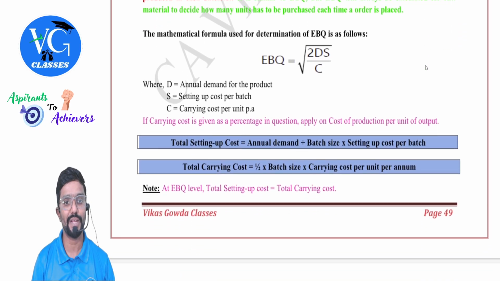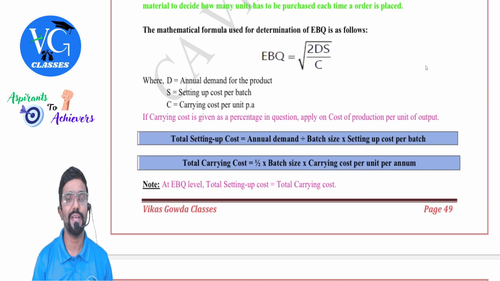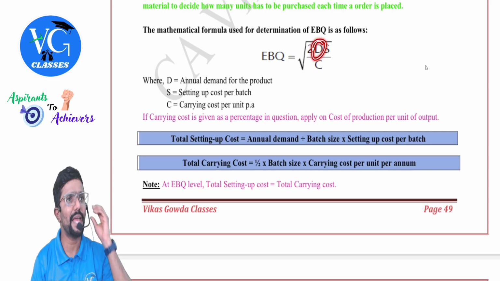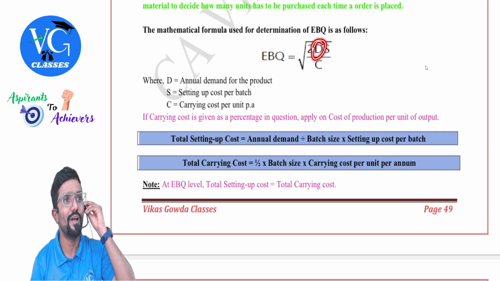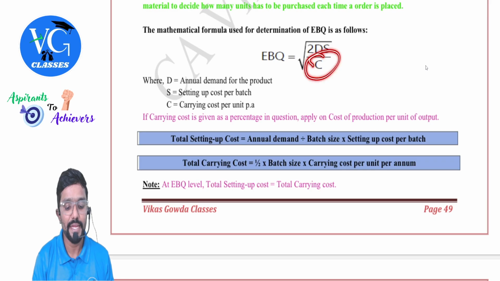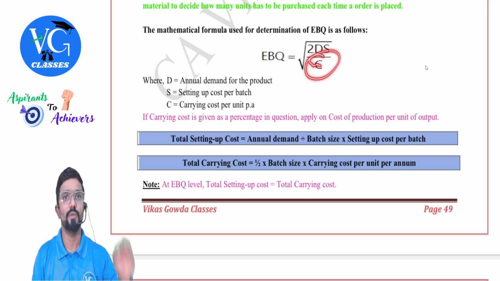So what is the formula to calculate EBQ, sir? Square root of 2 into annual demand. D stands for annual demand. Annual demand of raw material or output? Output, please be careful, into setup cost per setup, whole divided by carrying cost per unit per annum.